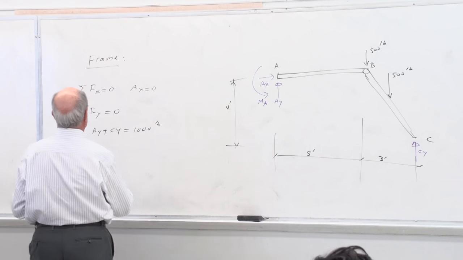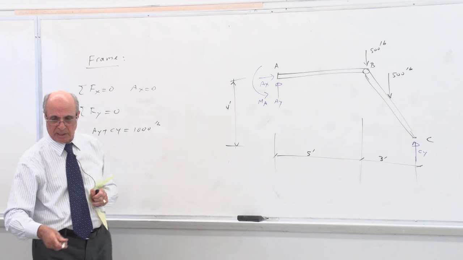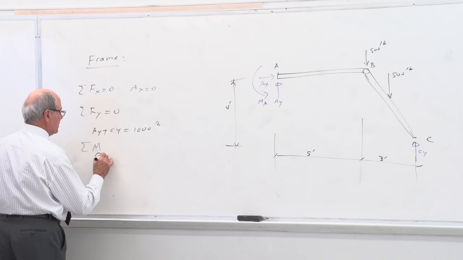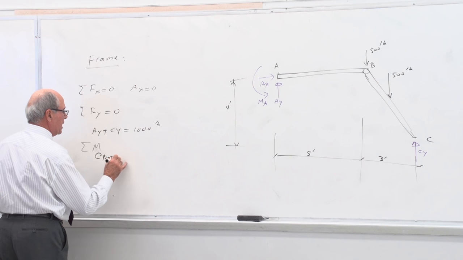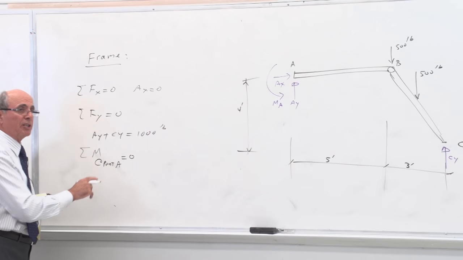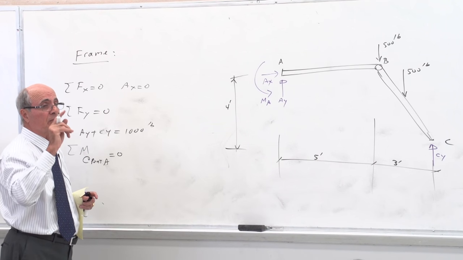A, okay, so you write sigma M, this is not good anymore, so let's get a better one. Sigma M at point A equal to zero. Is that what you're saying? Remember what I'm writing, how I'm writing it. Now, don't forget MA. This is another second time or third time.